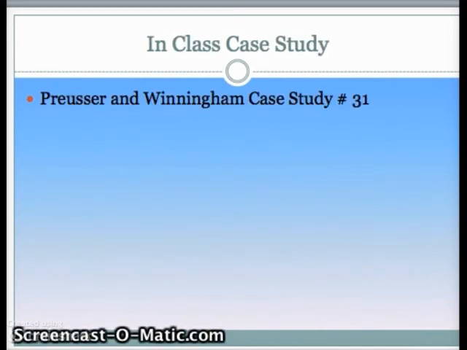So we're going to do the case study that's actually gotten from a book that we used to have students buy, and that will walk you through a patient with ARDS.